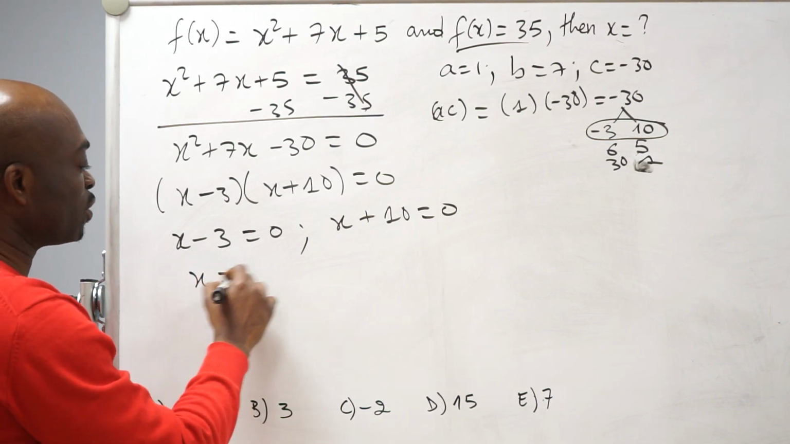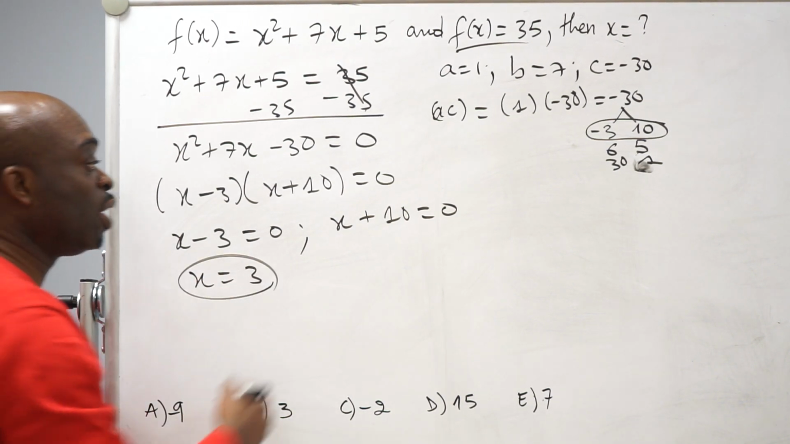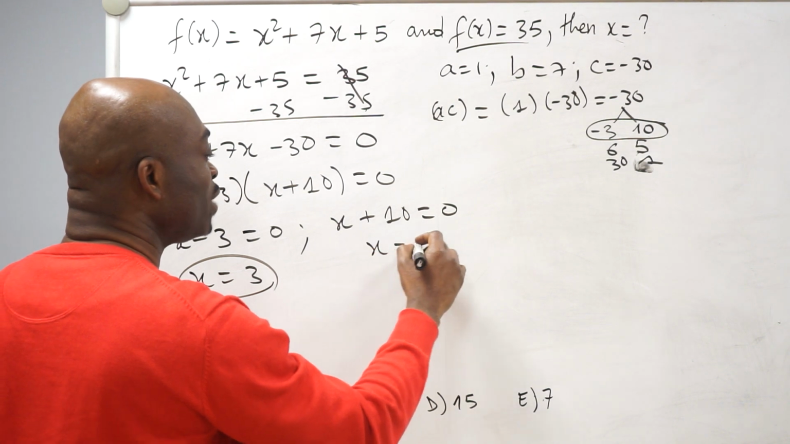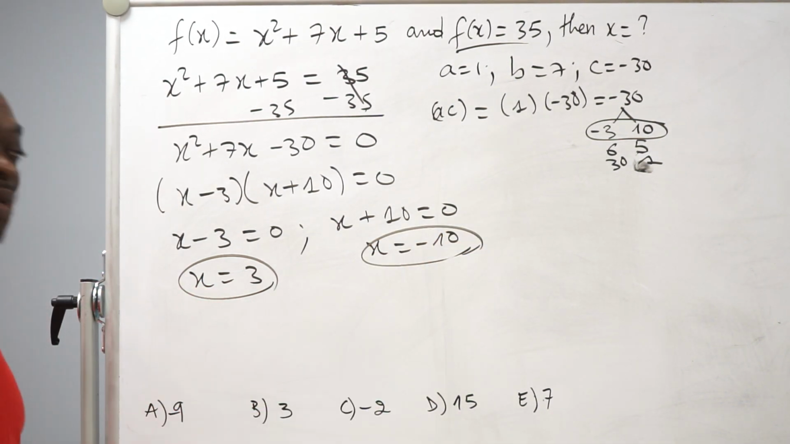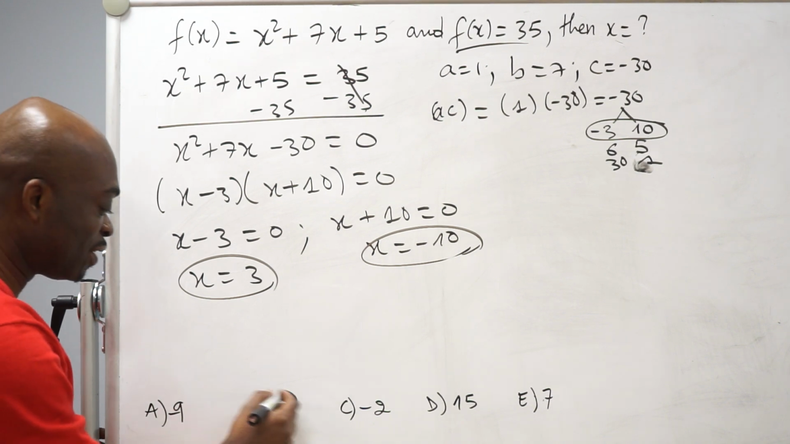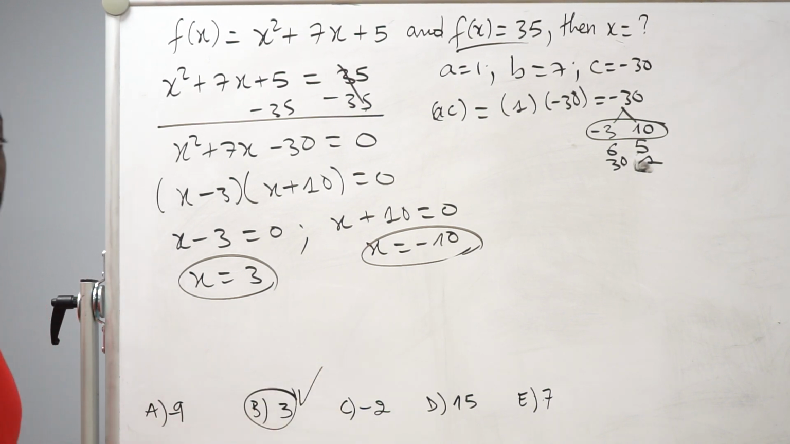This one is x equals 3, right? And this one is x equals negative 10, all right? So which one is up here? So negative 10 is not, 3 is. So this one is our final answer.